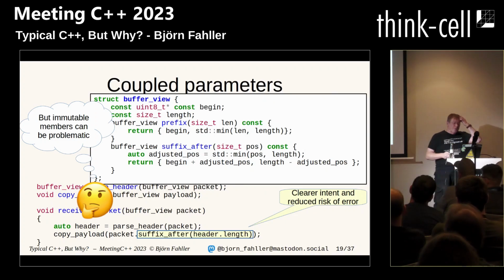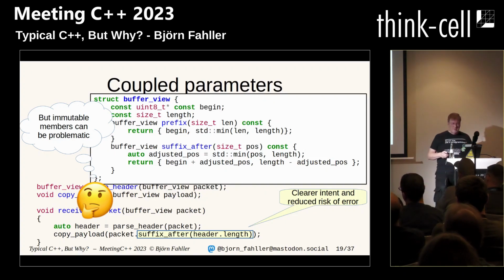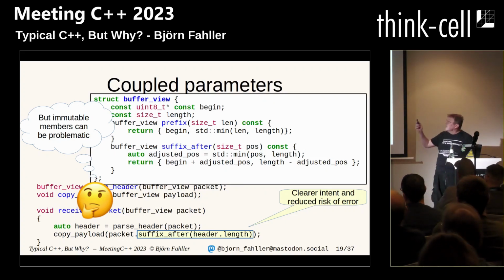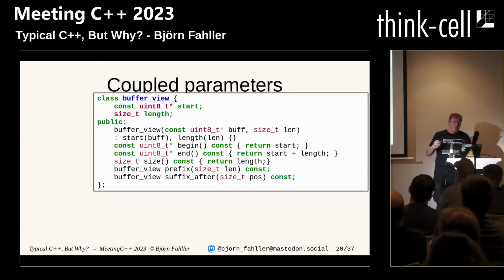But, of course, we all know that immutable data is problematic. For example, it means that if we have a vector of buffer views and we want to erase one in the middle, that will not compile, because if you erase something in the middle, it shifts those towards the end by copy assignment or move assignment. But that won't work when you have const members. So maybe we should do something a little bit more sophisticated.